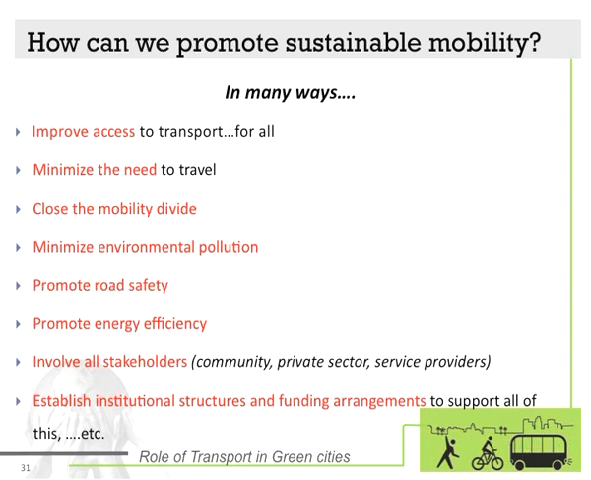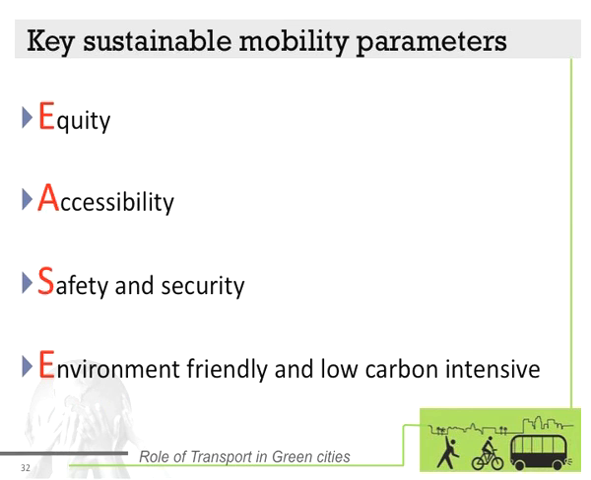We need to close the mobility divide, minimize environmental pollution created by transport systems, promote energy efficiency, involve all stakeholders in this initiative, and establish institutional structures and funding arrangements that can support all of this. This gives away very critical sustainable mobility parameters that are essential if we are talking about planning transport systems for cities, conceiving transport projects for cities. Whatever plans we make, whatever projects we choose, we need to take care of these three key sustainable mobility parameters: equity and accessibility, safety and security, environment friendliness, and low carbon intensive nature.